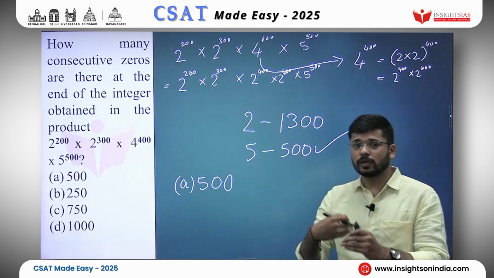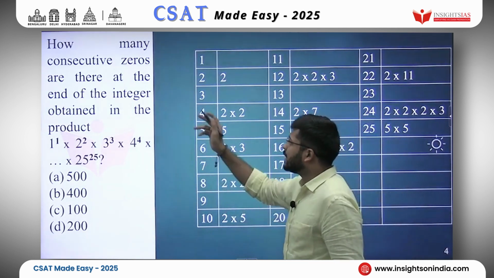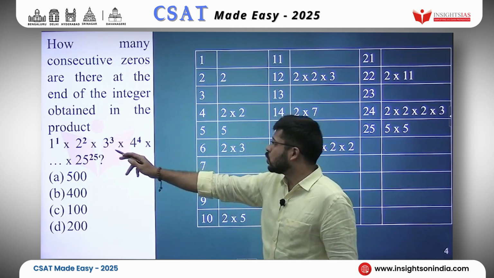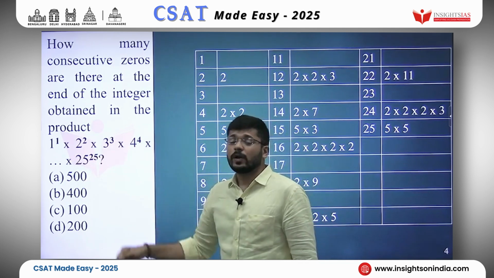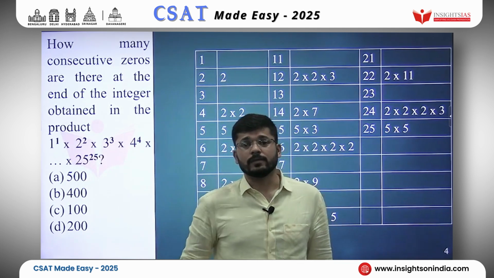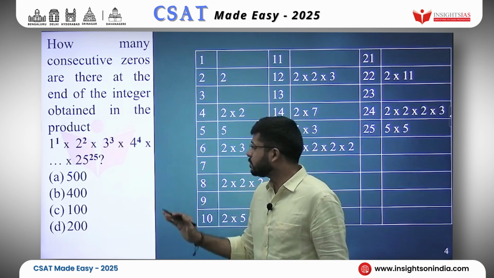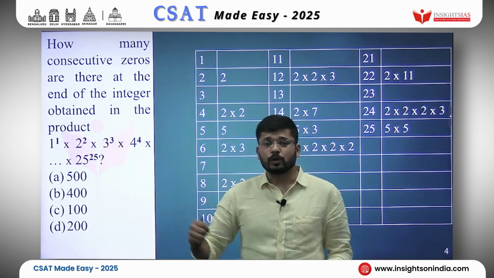Okay. Let's go to the next question. How many consecutive zeros are there at the end of the integer obtained in the product 1 to the power of 1, 2 to the power of 2, 3 to the power of 3, 4 to the power of 4, up to 25 to the power of 25? Okay. How do we do this one? It looks like a very lengthy process.